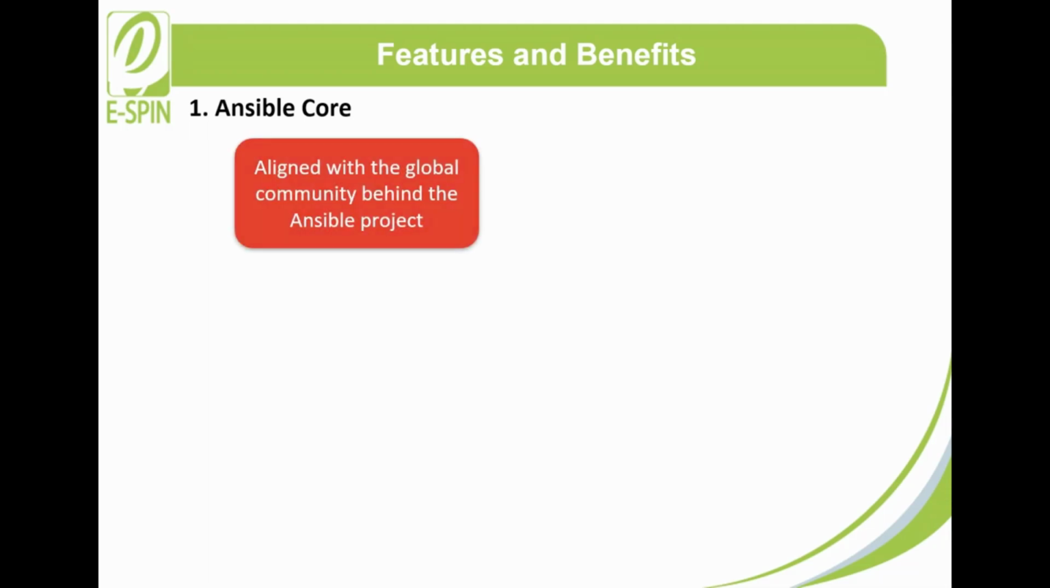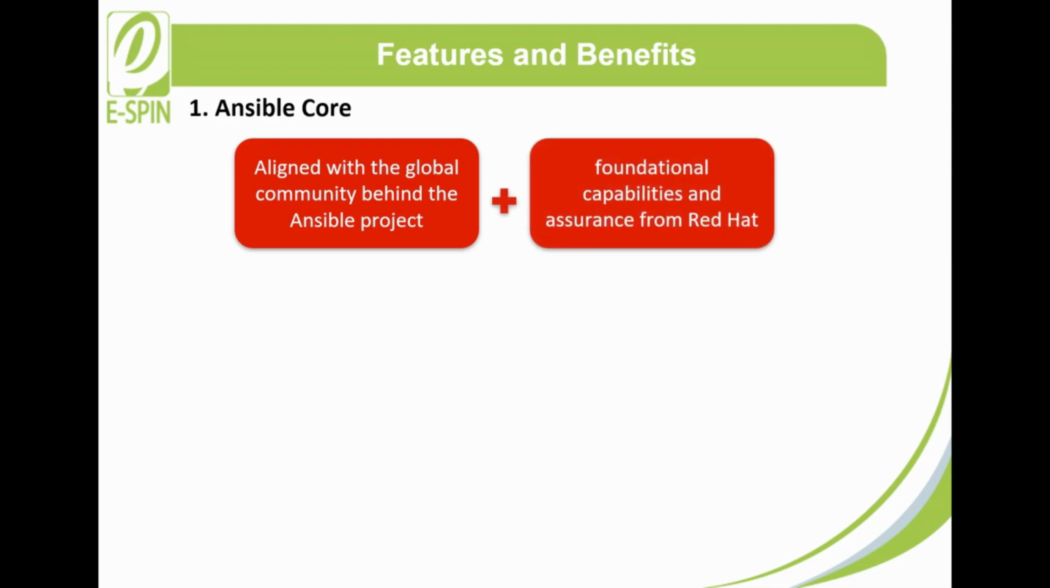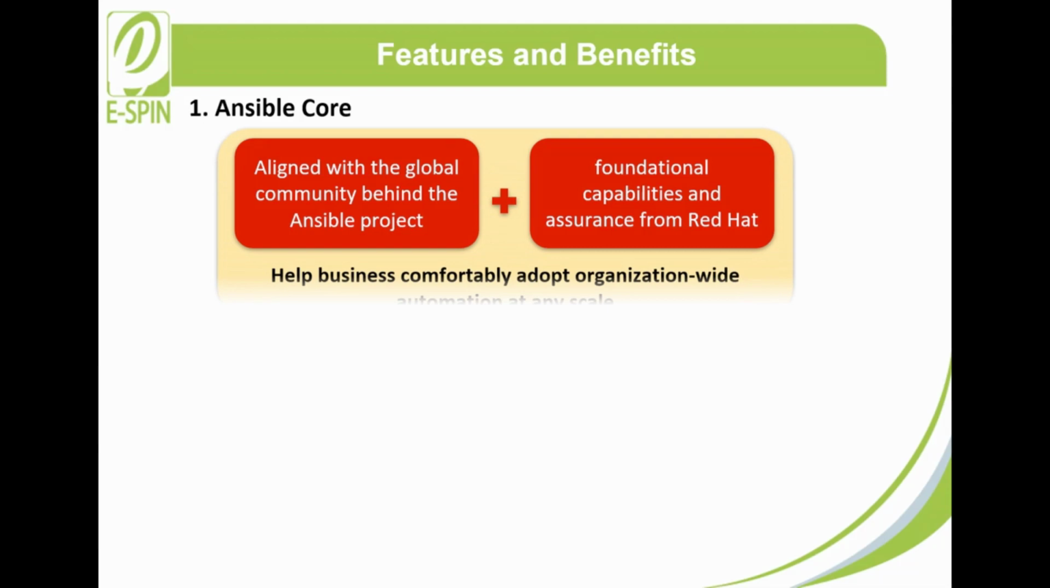What are the features and benefits of Red Hat Ansible Automation Platform? 1. Ansible Core. Ansible Automation Platform is aligned with the global community behind the Ansible project, with added foundational capabilities and assurance from Red Hat that help your business comfortably adopt organization-wide automation at any scale.